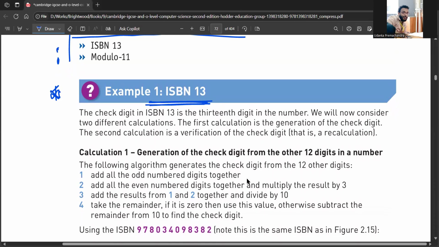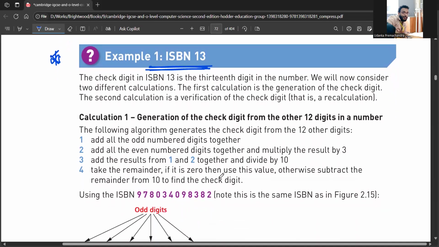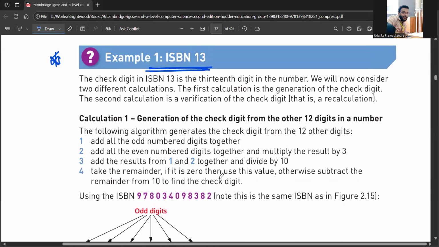There should be some steps following, a calculation. I will explain. The following algorithm generates a check digit for the 12 other digits. You have to follow this kind of algorithm. You just write it today, and we will explain it the next day, it's better. You should be following this algorithm.